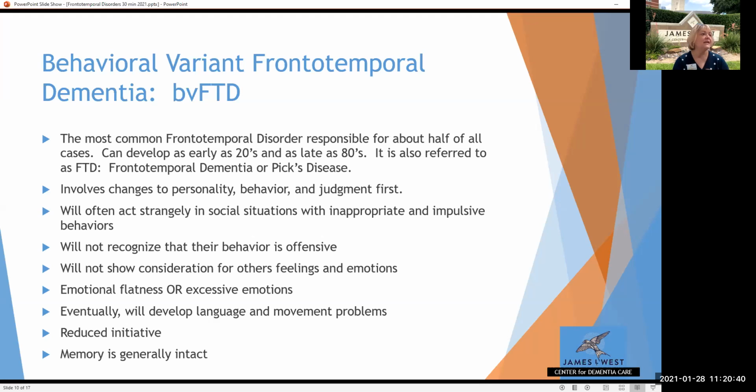So first, let's deep dive for just a minute into bvFTD. This is the most common, and I found information that says it can be diagnosed as early as a person in their 20s and as late as in their 80s. It involves changes to personality first, behavior and judgment. This is the one where we see inappropriate and impulsive social behaviors, not recognizing that they're doing anything offensive, not having any consideration for other people and their feelings, having that flat affect. Their memory is generally intact for quite some time.